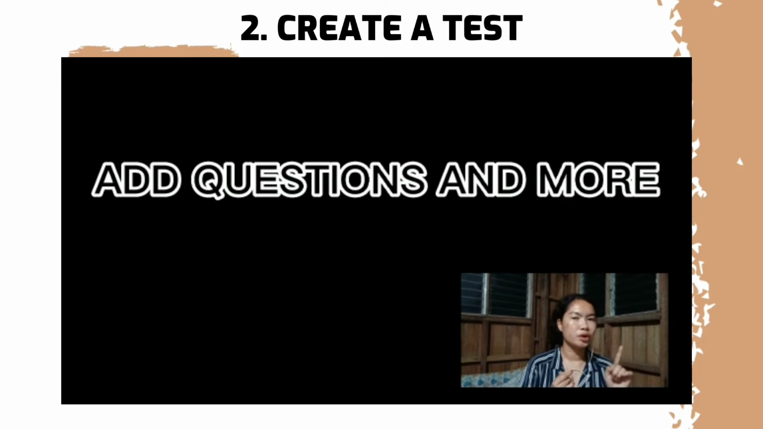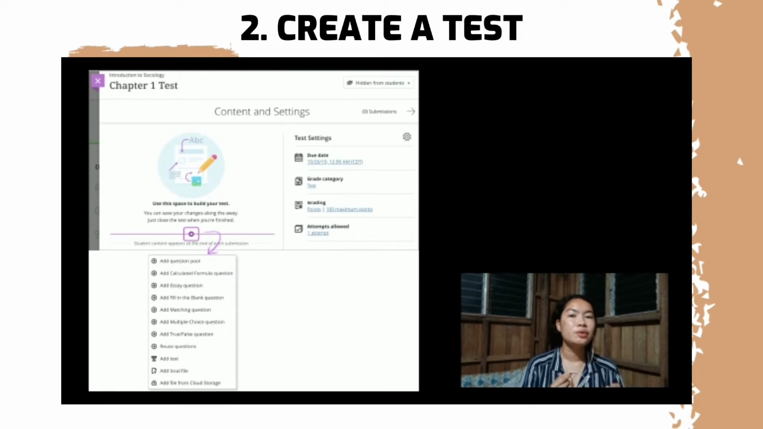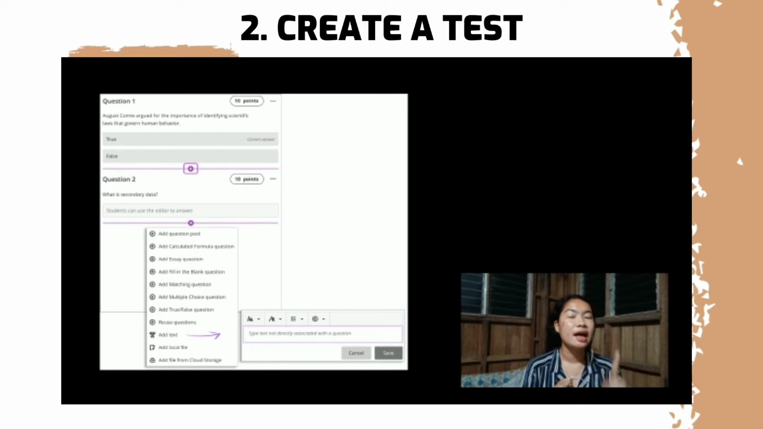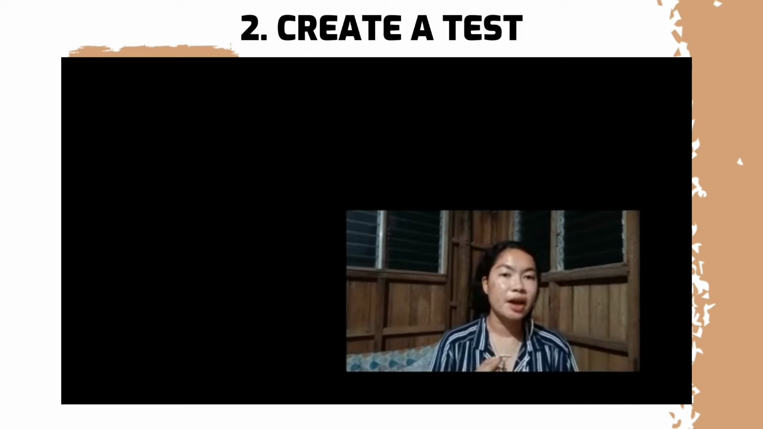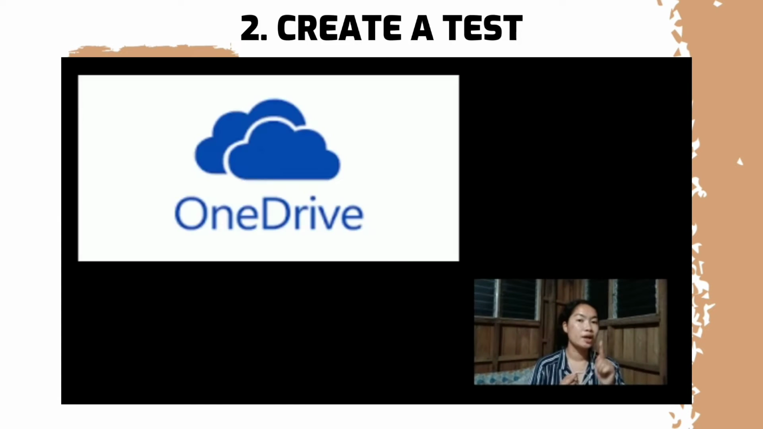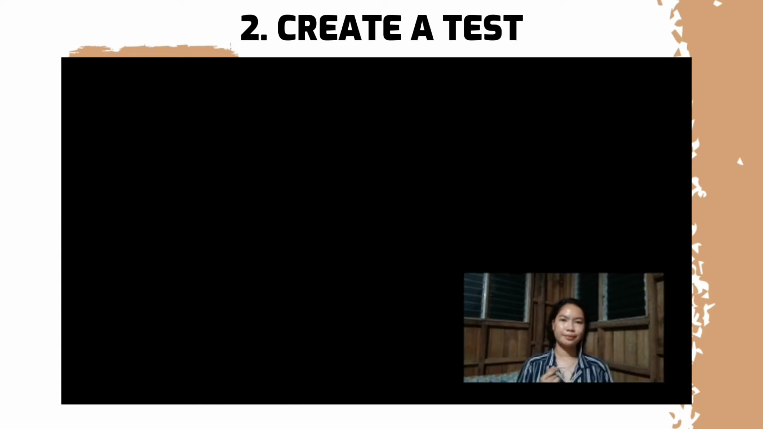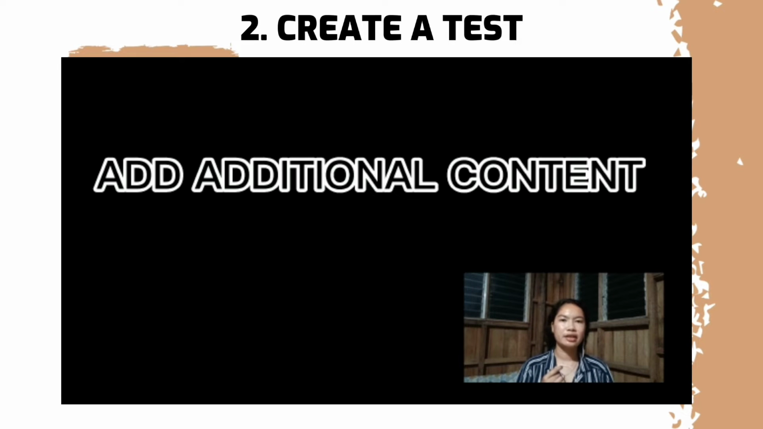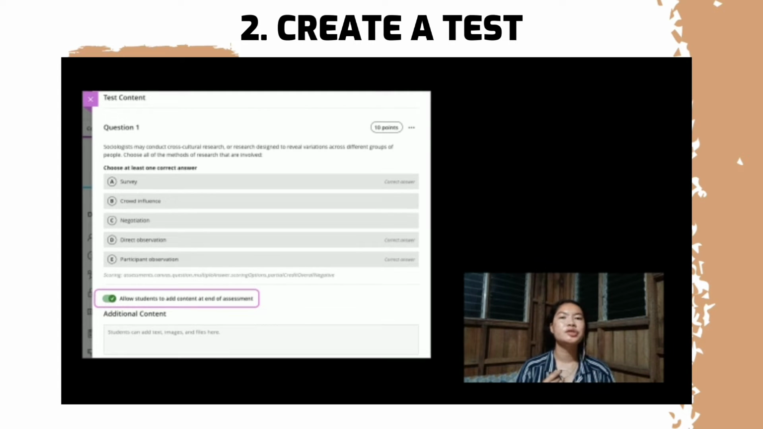Add questions and more. Select the plus sign to open the menu and make a selection. You can choose a question type and add a question pool, or reuse questions and content from existing assessments. You can also add files and add text, such as instructions for the test. You can also add files from cloud storage, such as OneDrive and Google Drive. Add additional content. Once you've added a question to a test, you can choose if you want the students to add additional content like text, supporting files, or attachments.